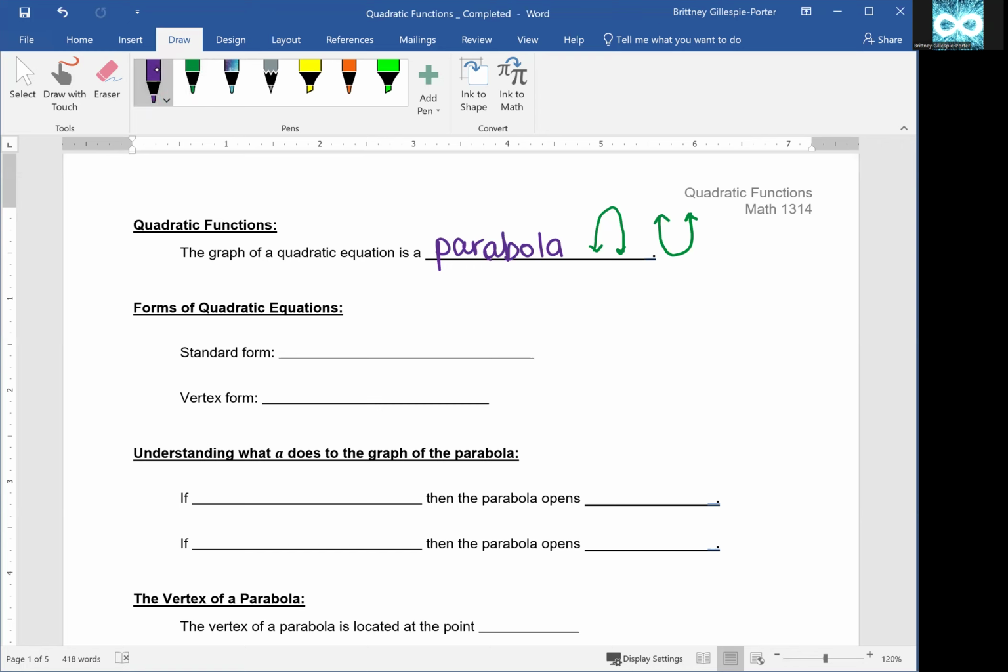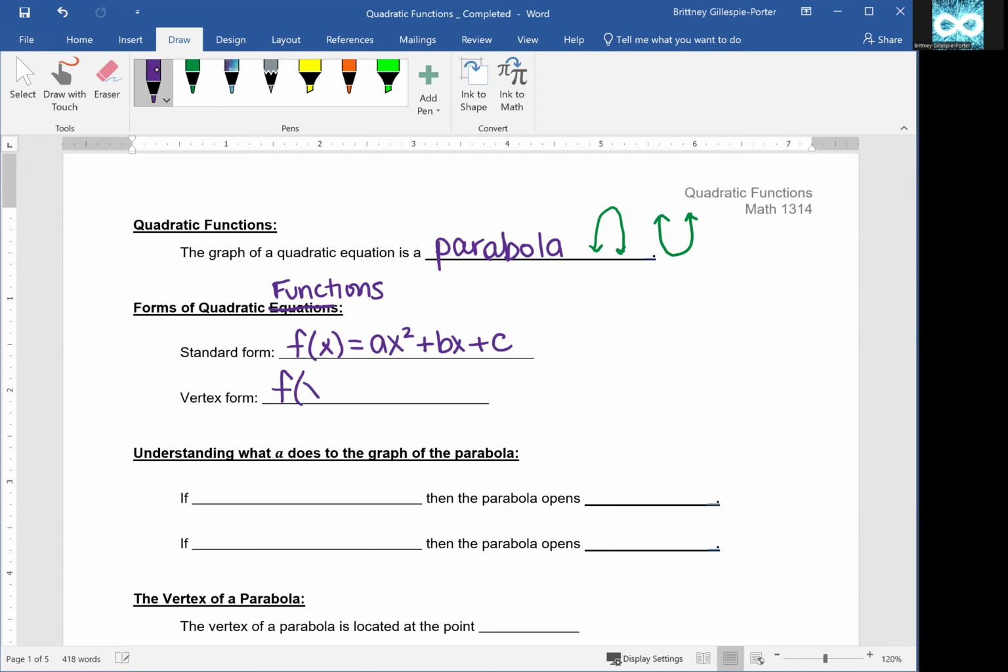We have two forms for quadratic functions. Sorry about that. Okay. Standard form is when we have f of x is equal to ax squared plus bx plus c, which, if you remember the quadratic formula, we had to have our equations in standard form, ax squared plus bx plus c, to be able to plug into the quadratic formula. Same thing here. And then we have what's called vertex form.